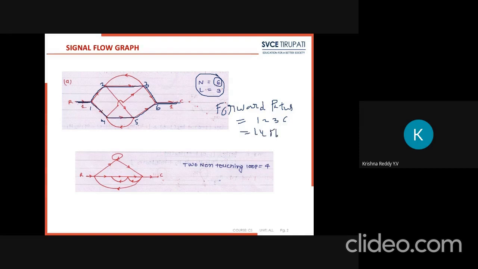Otherwise, when you are going from 1, 2, 5, 6. Otherwise, we can move from 1, 4, 3, 6. Is there any possible chances of remaining forward paths?